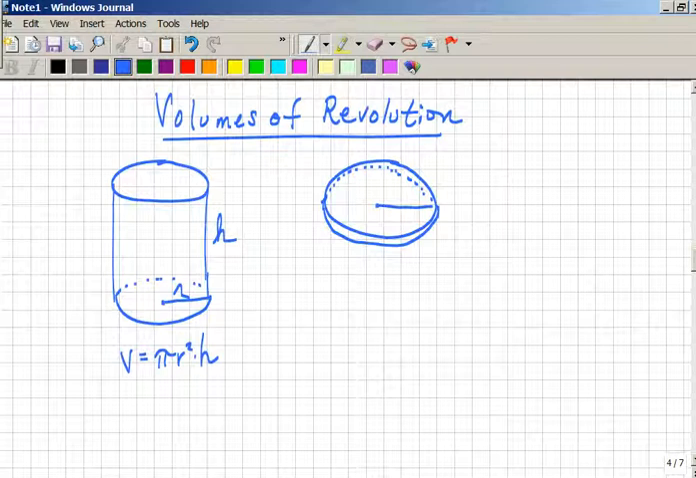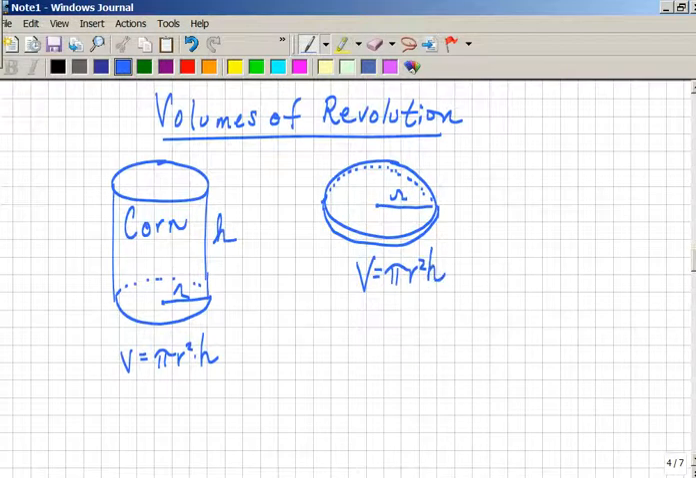So cylinders can come in all sizes and shapes. For example, our cylinder on the left could be a can of corn, which is a cylinder. And then on the right, if we had a dollar coin, it's still a cylinder. It's a very flat, thin cylinder, but it is a cylinder nonetheless. And that's more the style we're going to use in just a minute to find volumes of revolution. So again, the volume of the coin is pi r squared h. So let's go to our first problem.